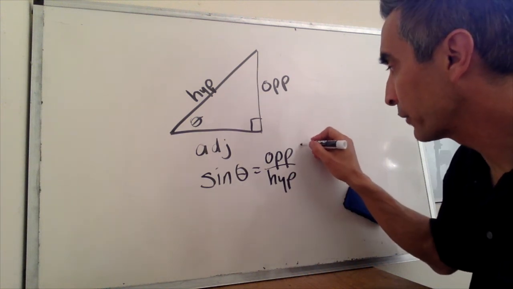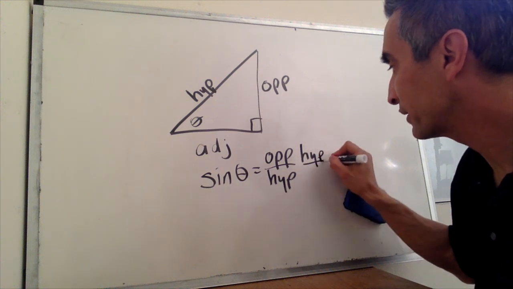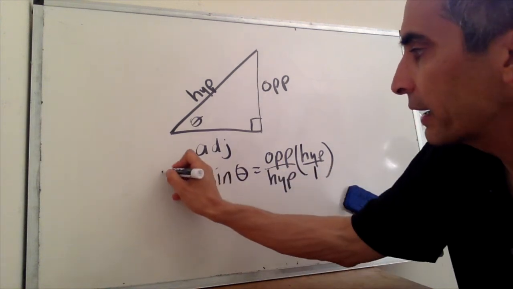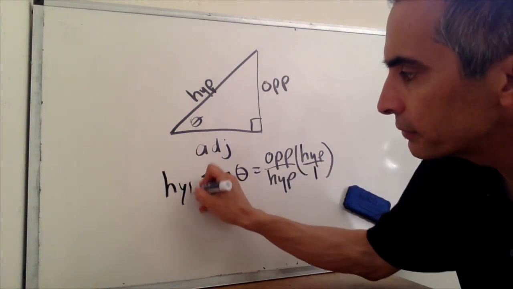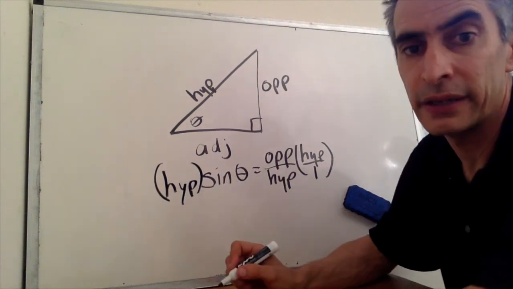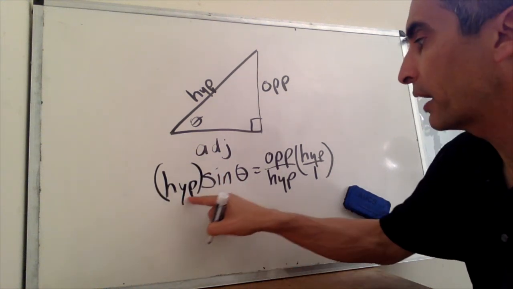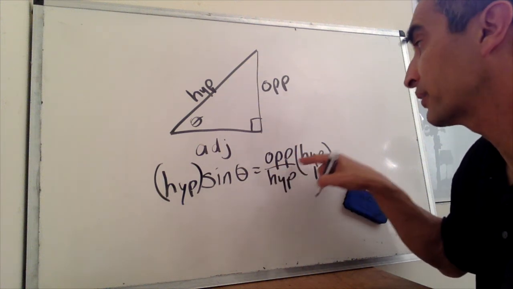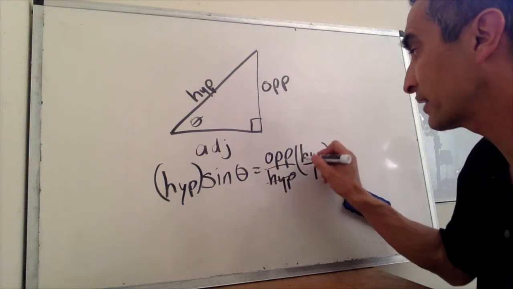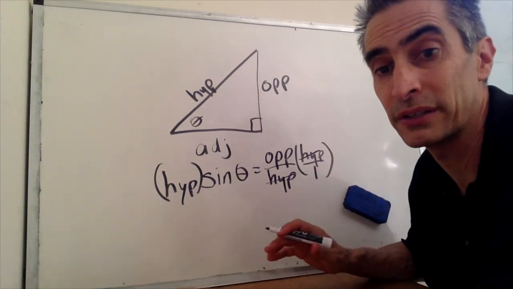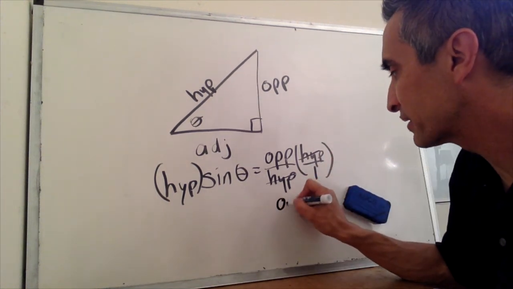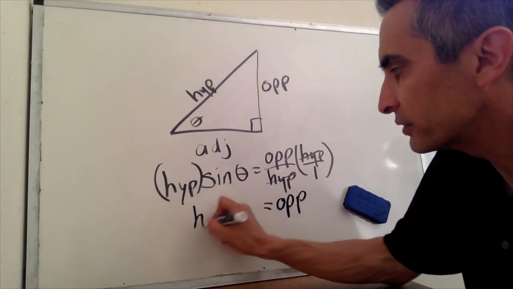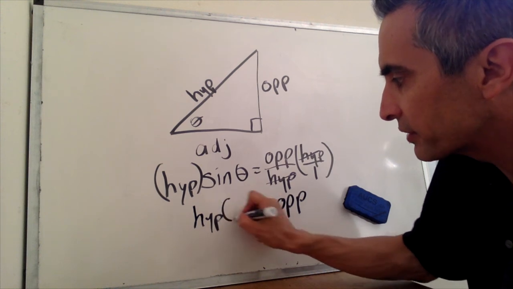So in order to do that, we're going to have to do what? Multiply by hypotenuse. Really hypotenuse over 1, same thing, right? And now we've got this formula: hypotenuse times sine of theta equals opposite over hypotenuse times hypotenuse. Of course, the hypotenuse cancels out. This is just some basic algebra here. And what you have left is the opposite side equal to the hypotenuse times the sine of theta.